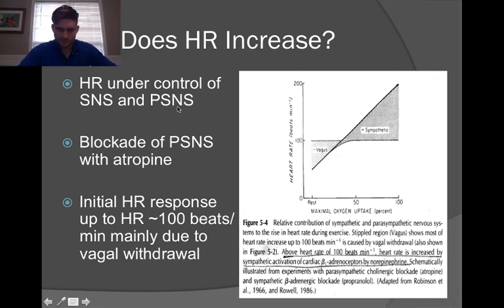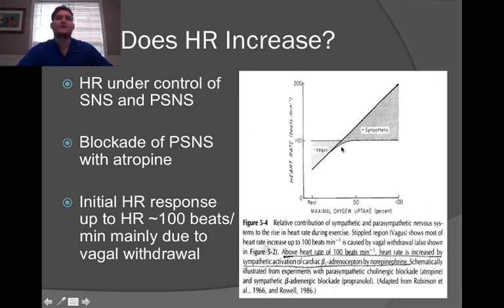So, if you want to just look at the control of heart rate in the lab, what these researchers did is that they blocked the parasympathetic nervous activity with atropine, and then they just saw what happened. When you blocked the parasympathetic nervous activation, heart rate went to 100 beats per minute, and that was it. So with no additional sympathetic input, no additional sympathetic messaging, heart rate went from rest to 100 beats per minute.